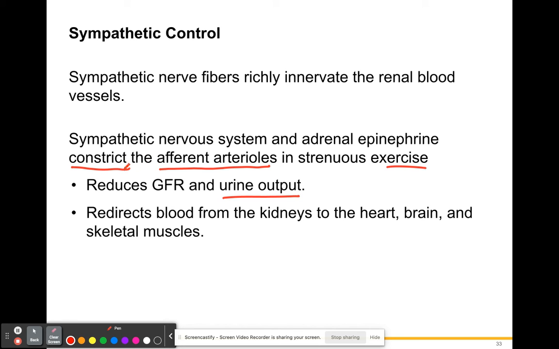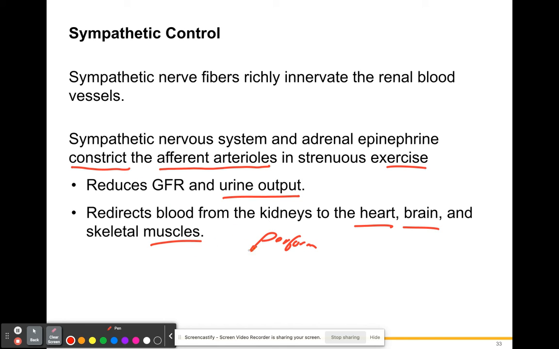Okay, it's actually redirecting the blood away from the kidneys, right? My body knows that I'm doing some type of activity that requires lots of energy. So it's taking the blood that would normally go to my kidneys and redirecting it, giving it to my brain, my heart, my muscles so that I can perform the activity. It's not doing it so I don't go to the bathroom. It's doing it so I perform, right? It's all about performance. Okay.